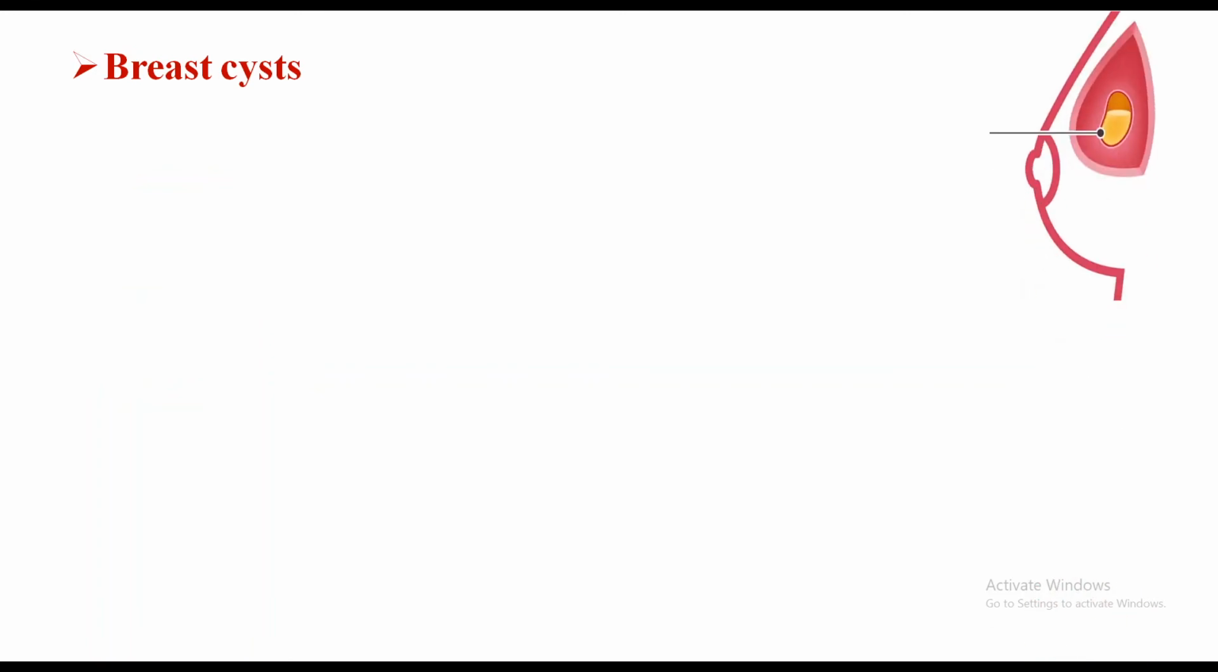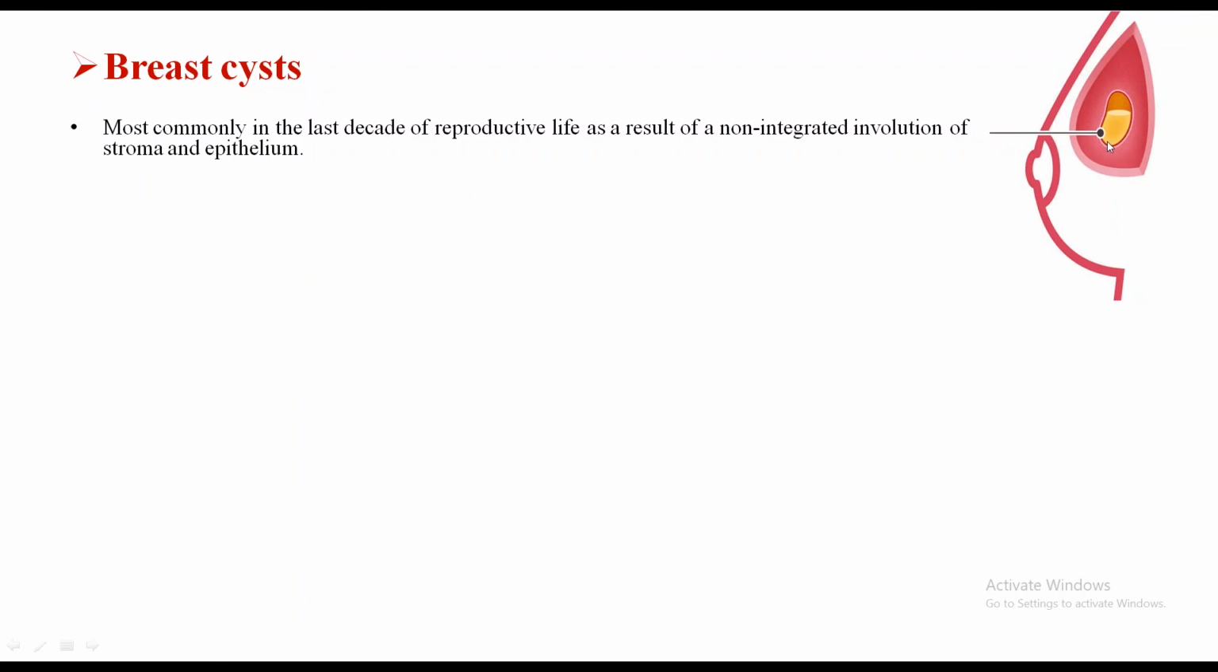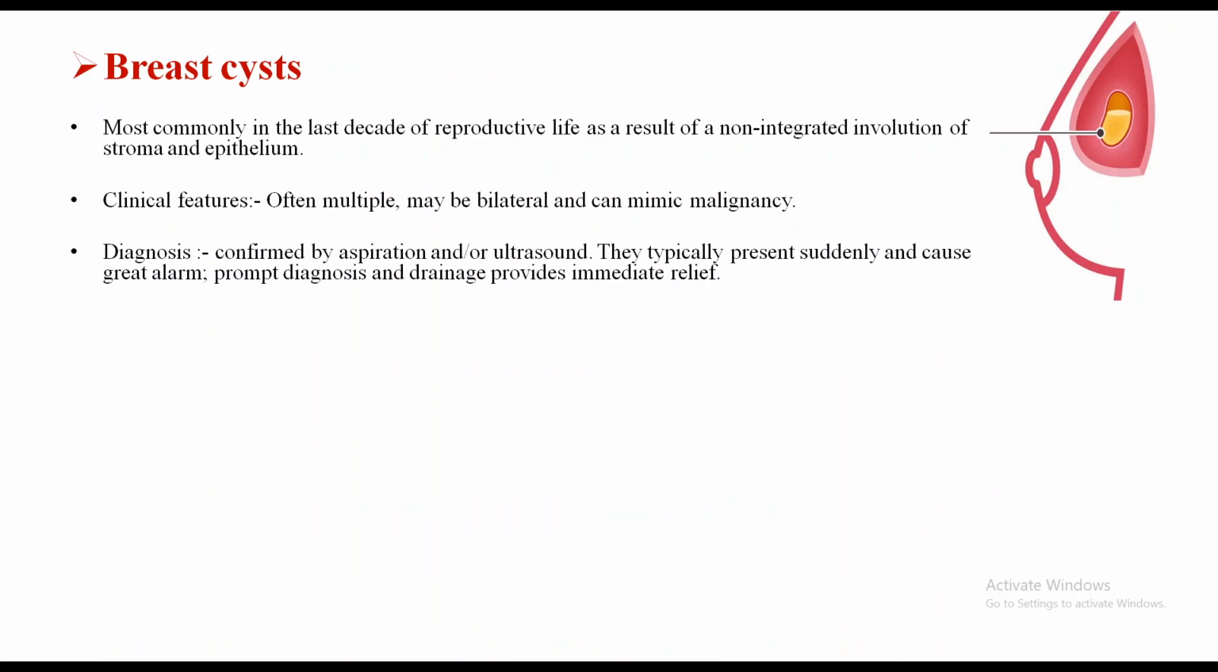So breast cyst, you can see it is a fluid filled cavity. It is most commonly seen in the last decade of reproductive life as a result of non-integrated involution of the stroma and the epithelium. Clinical features are multiple or single cystic swellings which are palpable in the breast. Diagnosis is confirmed by aspiration or ultrasound. They typically present suddenly and cause great alarm to the patient, so prompt diagnosis and drainage provides immediate relief.